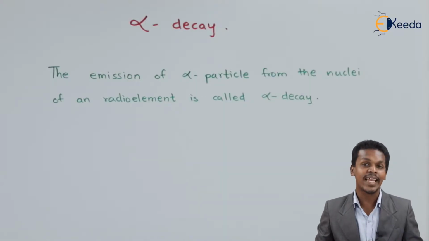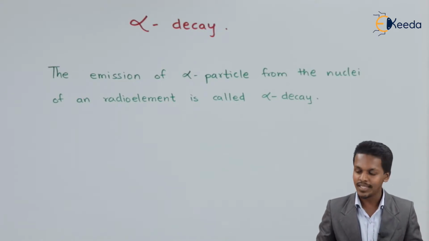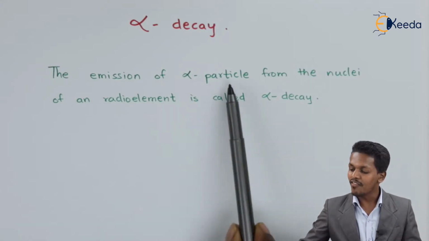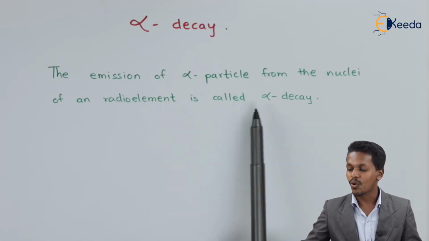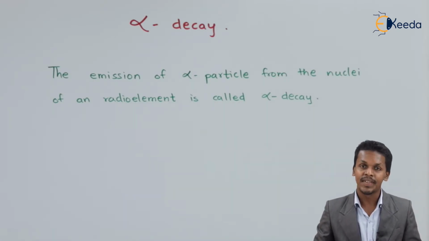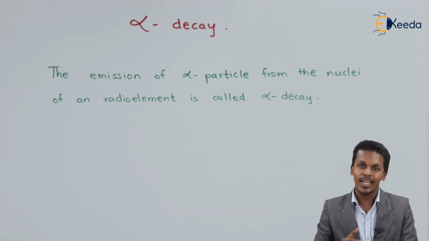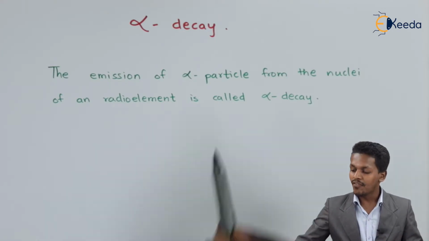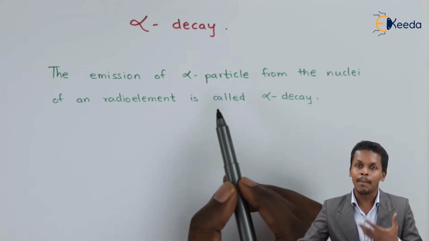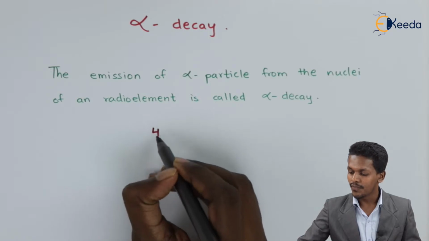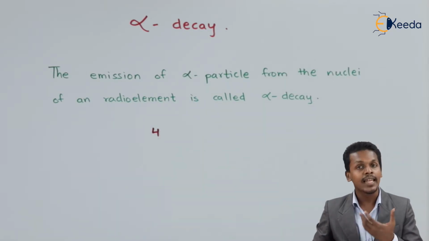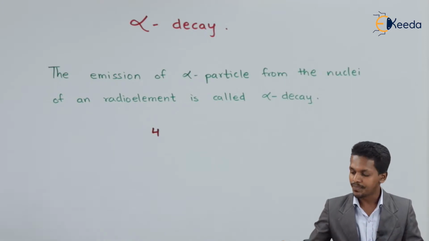So what is alpha decay? Let me talk about that with the help of the definition. The emission of an alpha particle from the nucleus of a radioactive element is called alpha decay. So what does an alpha particle actually mean? Let me give you an idea here. Alpha particles are nothing but particles which have a mass of 4 AMU and a positive charge of +2.